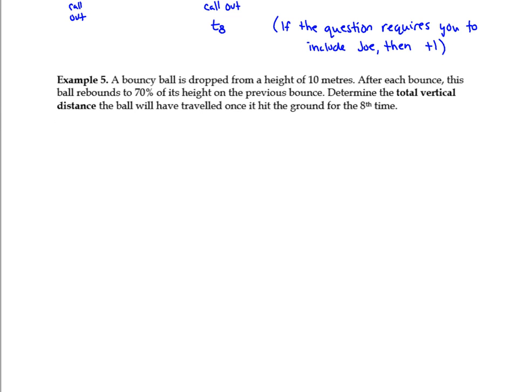Okay, a bouncy ball is dropped from a height of 10 meters. After each bounce, the ball rebounds 70% of its height of the previous bounce. Determine the total vertical distance the ball will have traveled once it hits the ground for the 8th time. So let's draw that out. So we want to hit the ground the 8th time. That's 1, 2, 3, 4, 5, 6, 7, 8.